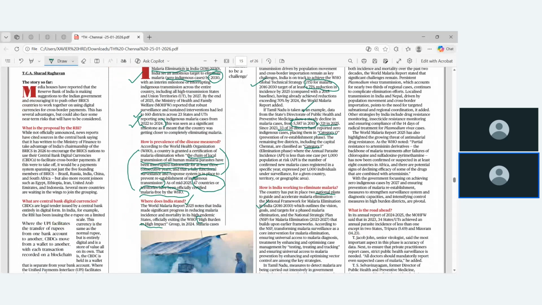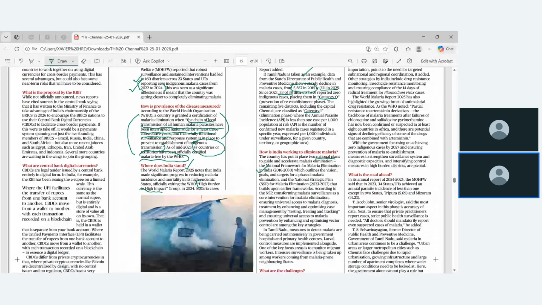In that framework, the outline has been given, which means the vision statement or goal or target is set to eliminate malaria. The second one is the National Strategic Plan for Malaria Elimination, 2023 to 2027, which builds upon the earlier framework.